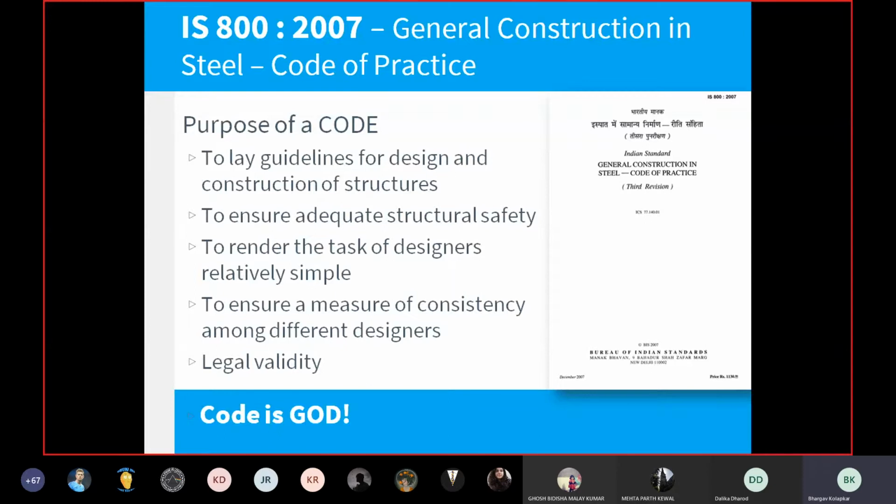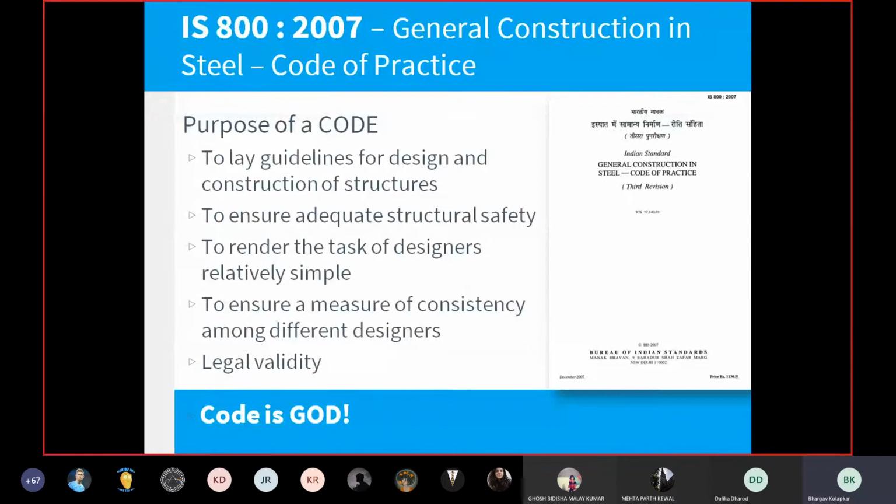So unfortunately, if there's a mishap later on, there's always a check, there's always a cross check if the structure has been designed as per the code of practice. If it is not, then the design can be called illegal. So it has a legal validity.